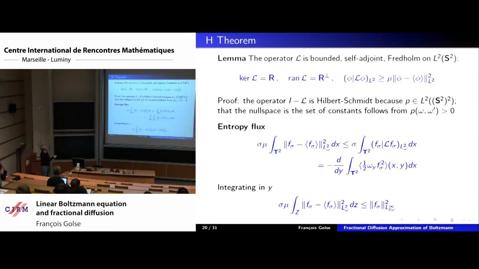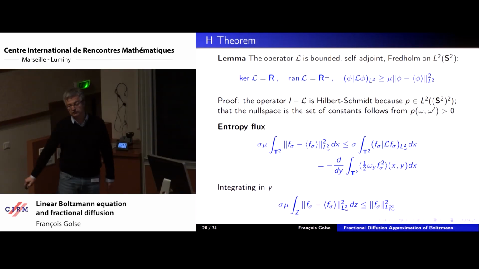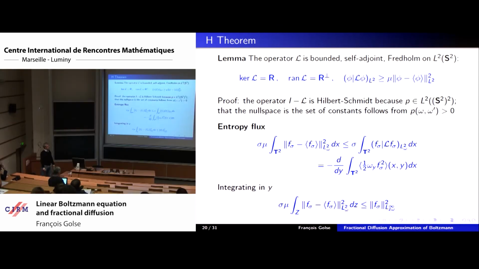Right, so the range is the set of functions that are mean zero, and you can check that you have this spectral gap for the collision operator. So if you take a function phi, you integrate it against L of phi, where L is the linear collision integral, and this is certainly larger than a certain constant times the L2 norm squared of phi minus its average.